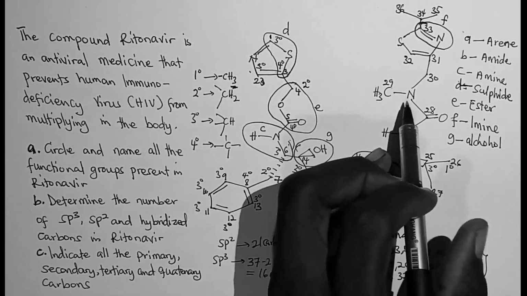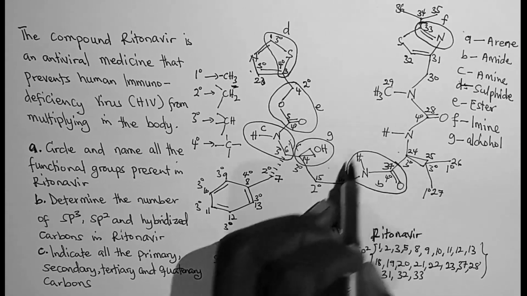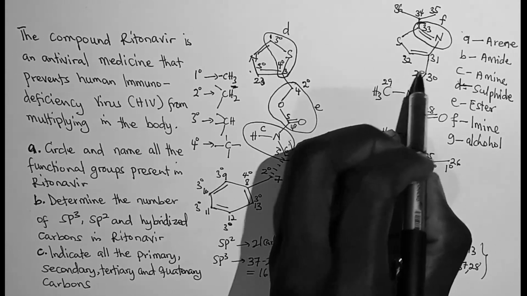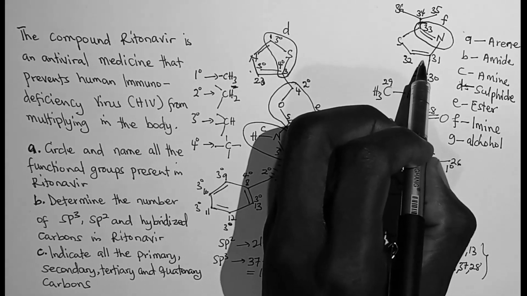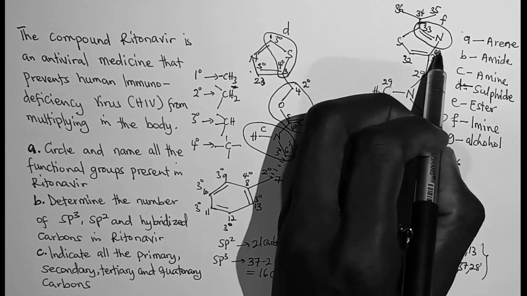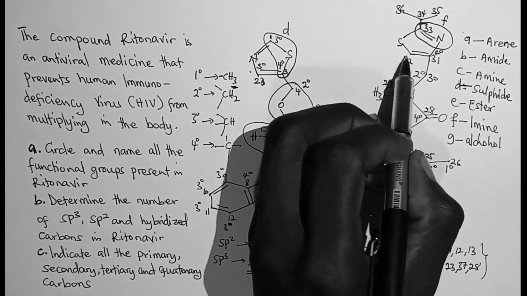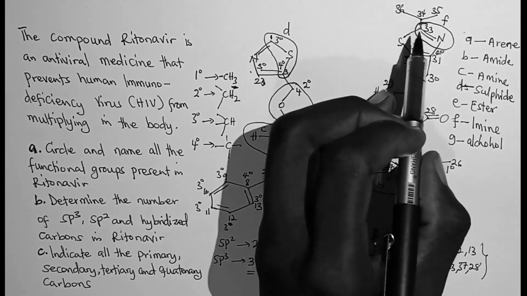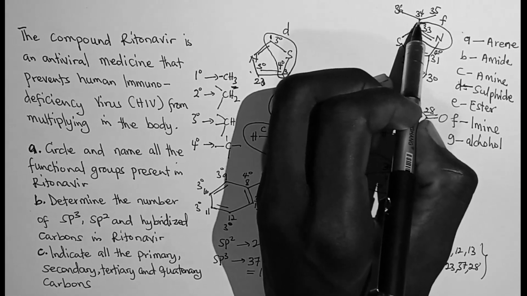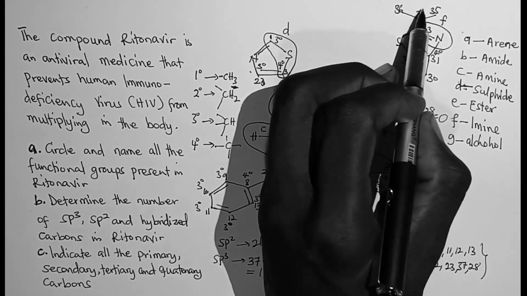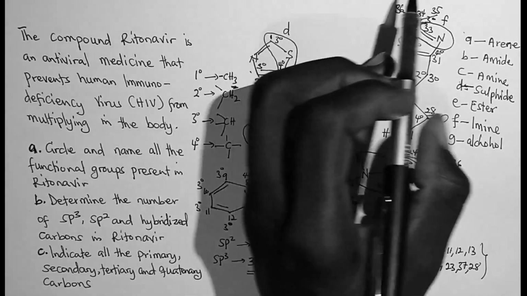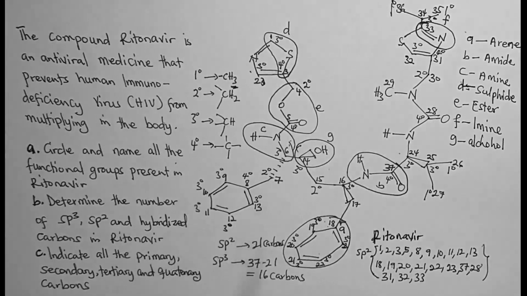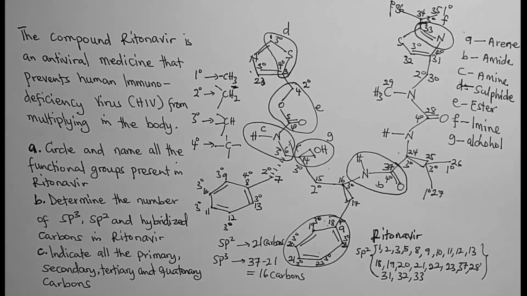Then carbon 28 has got no protons, so it's a quaternary carbon. And then carbon 30 has 2 protons, so it is a secondary carbon. And then carbon 31 has got no protons, so this is a quaternary carbon. And then carbon 32 has 1 proton, so it is a tertiary carbon. Then carbon 34 has got 1 proton, so 34 is a tertiary carbon. And then 35 has 3 protons, primary carbon. And 36 also has 3 protons, so it is a primary carbon.